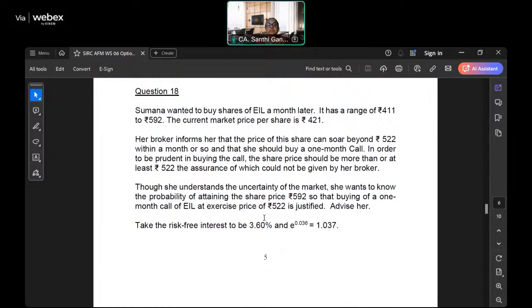Take the risk free rate to be 3.6%. And again, continuous compounding is to be used. That is why they have given e to the power 0.036 as 1.037. This is the compound factor. The first requirement is to find the probability of rise.